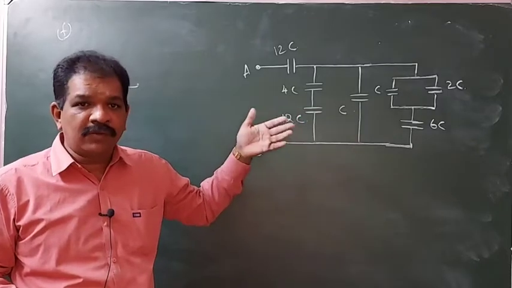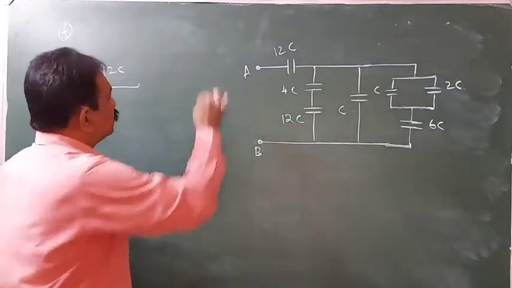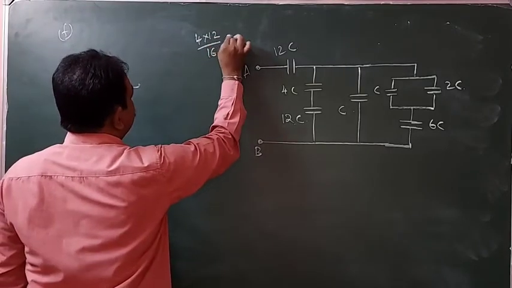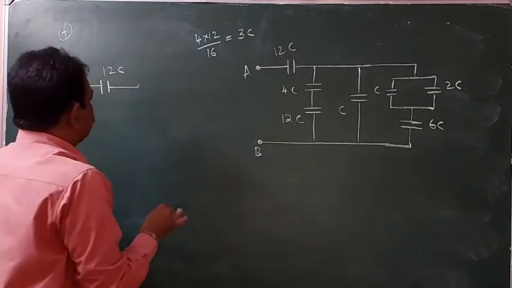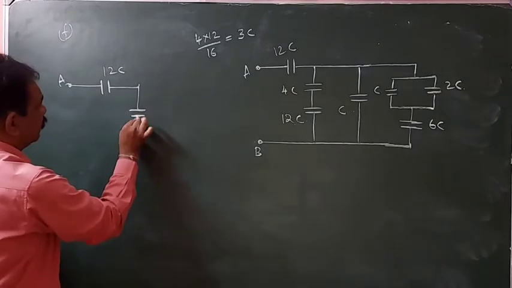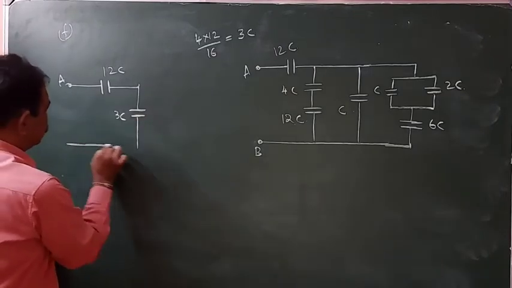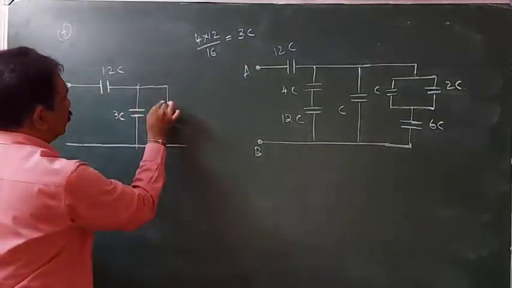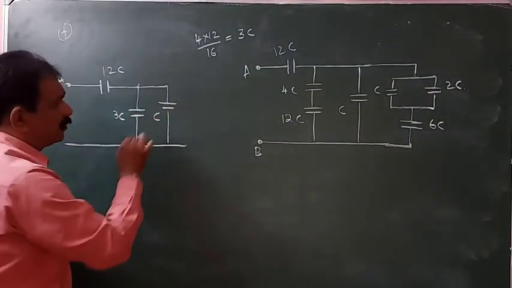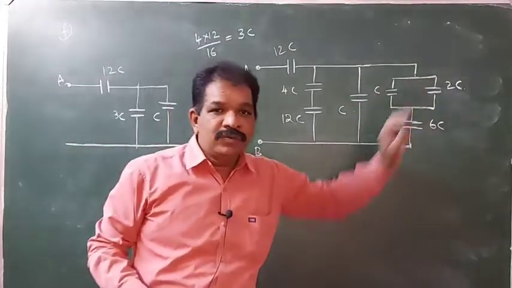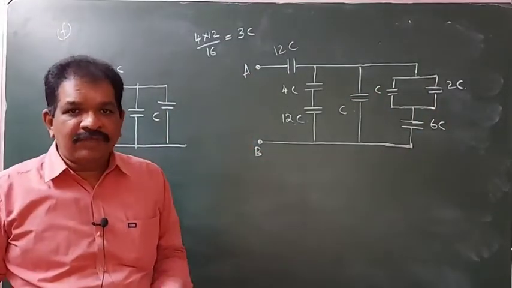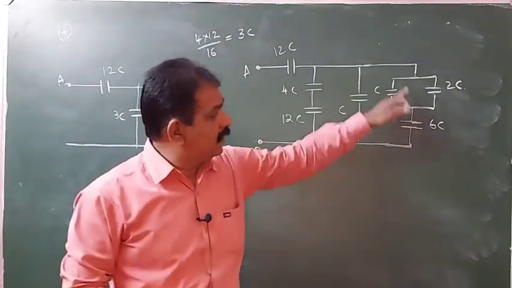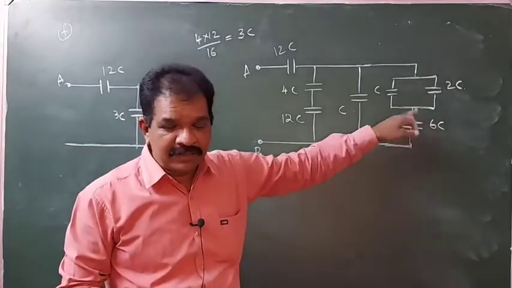4 into 12 by 4 plus 12. So 4 into 12 by 4 plus 12 will be 16. This will be 3C. Here it will be 3C. Removing this, this C. C to C will be in parallel. Effective will be how much? 3C. This 3C, 6C in series.